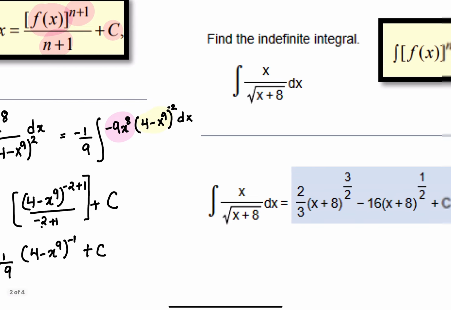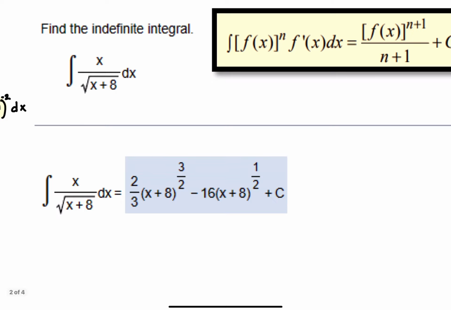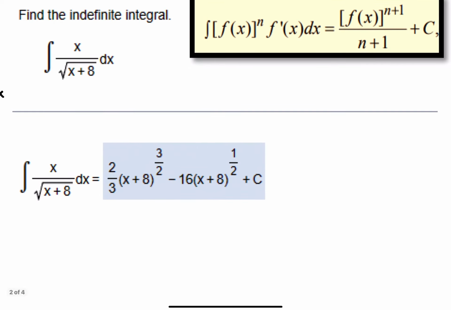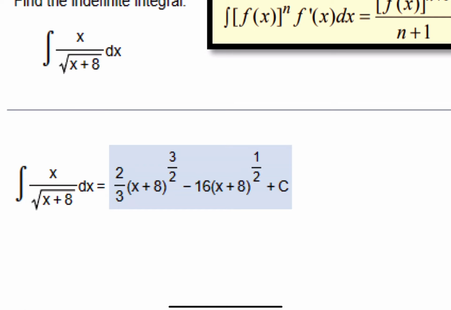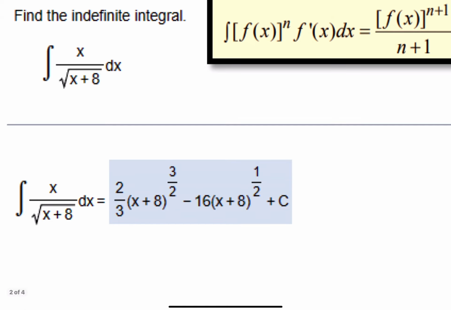Now let's go ahead and try this one. Okay, for this one, it is the same formula, but it's slightly different. Let me show you how first. Again, you see this is x plus 8. Very good. I'm going to say, hey, wow, I have x plus 8. Very good.